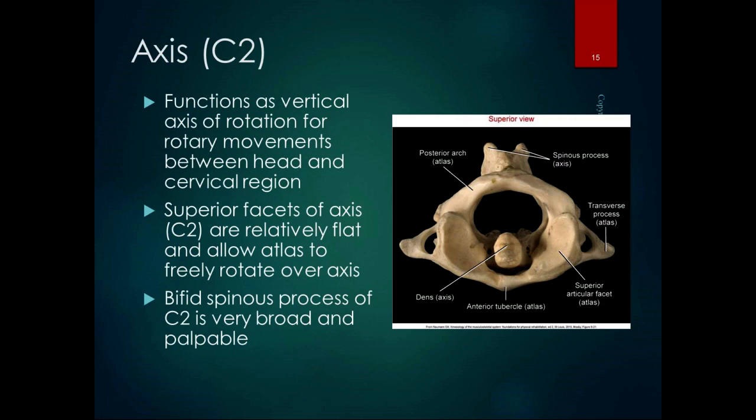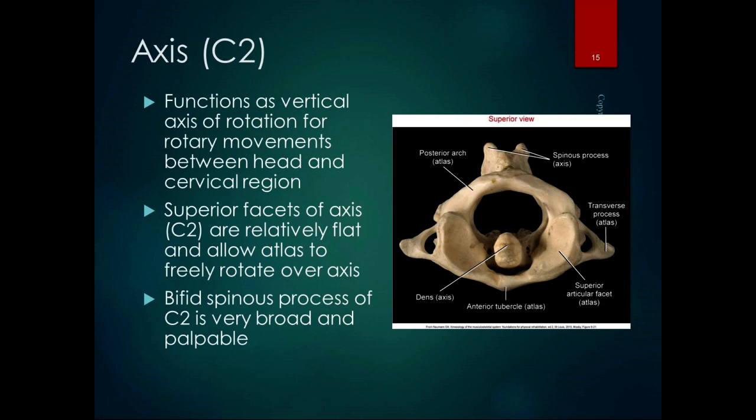The superior facets of C2 are relatively flat, and they allow the atlas to freely rotate over the axis, so we can turn our heads. It has a bifid spinous process. That means it separates into 2 points, and the bifid spinous process of C2 is very broad and palpable. Will I ask you to palpate it on the practical? Probably not. But if you wanted to, it's there. You can palpate it. We can practice in lab, but I'm not going to ask you that on the practical.